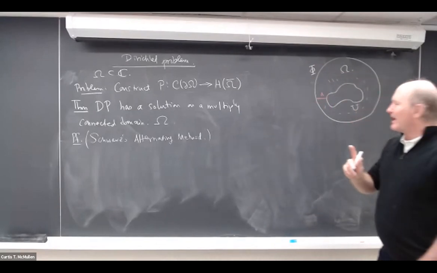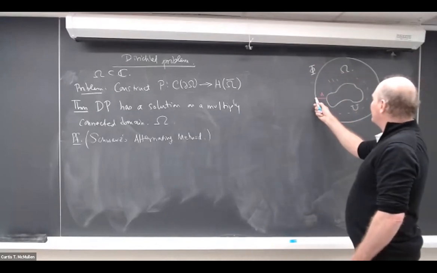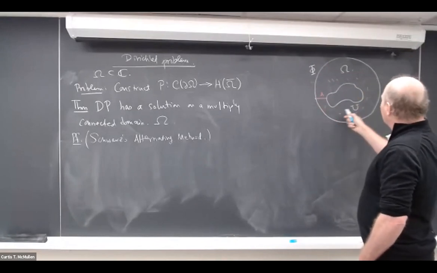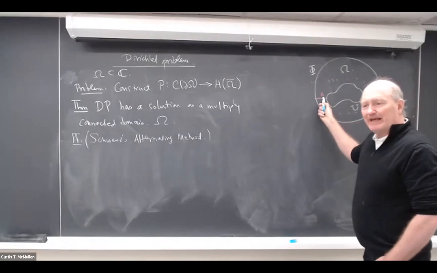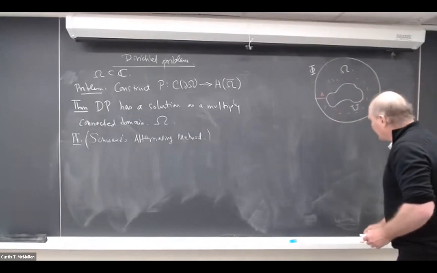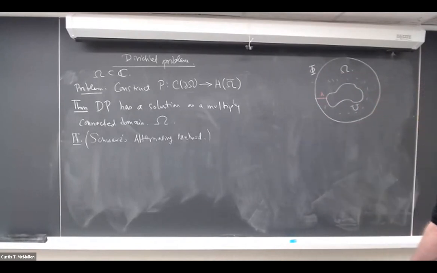But there's a couple of problems. One is we don't even know what the boundary data should be on this arc A. And the second thing is, once we solve the problem, why should the answer be harmonic on A? So that's a first step, but it certainly doesn't get us all the way.